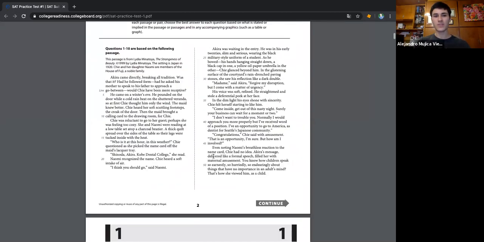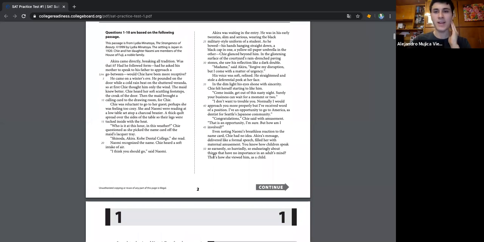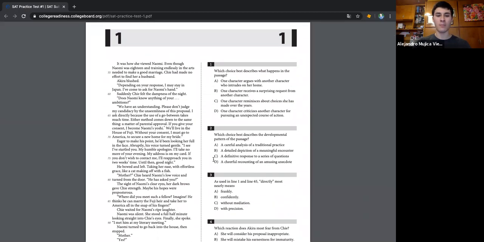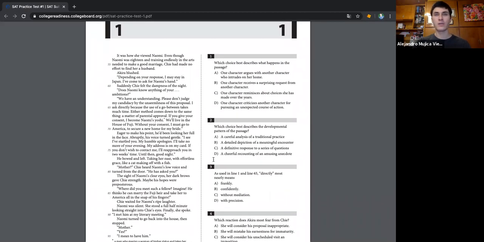So, this one's about the whole thing. If you remember, the passage was about Akira asking Chie for Naomi's hand. Naomi was Chie's daughter. The whole passage was focused on him making this request to her in an unconventional way. He didn't follow tradition because he didn't have time. He had to go to America to take a job as a dentist for the Japanese community. And so he approaches Chie with urgency.